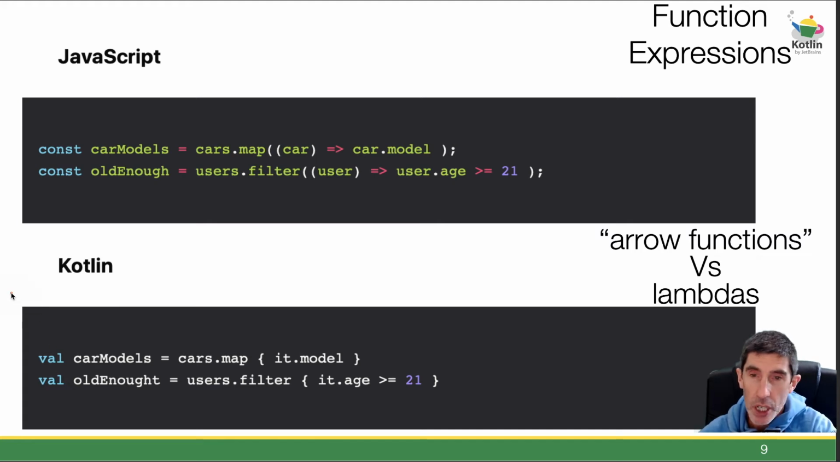So that's just some subtle differences between JavaScript and Kotlin when working with function expressions, the arrow functions versus our lambdas in Kotlin.